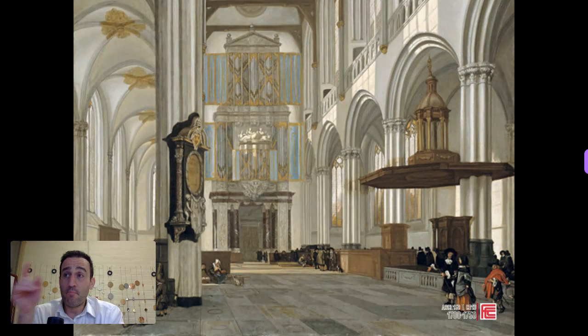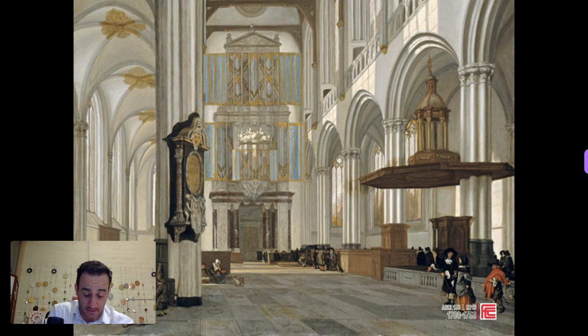But the interior, its architectural quality specifically, had become a fascination of lots of Dutch painters of the time. Specifically, the two painters that the book cites are Pieter Jansz Saenredam, S-A-E-N-R-E-D-A-M, and Emanuel de Witte.